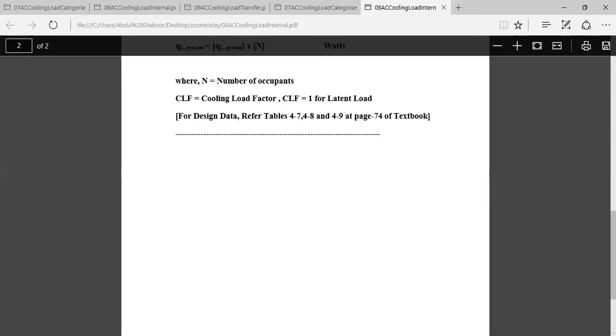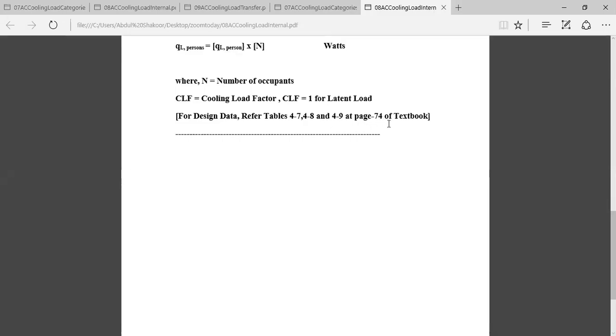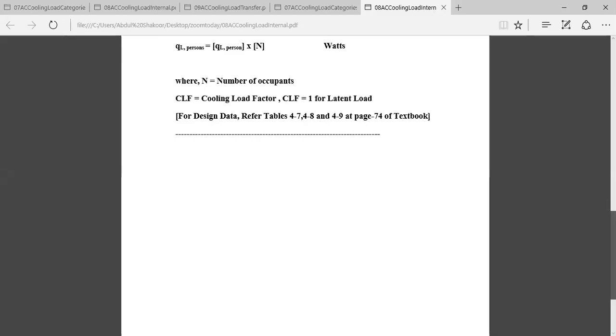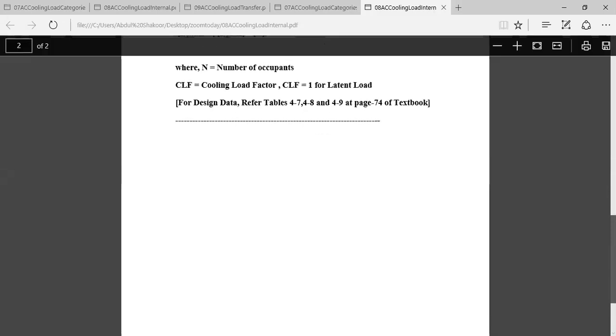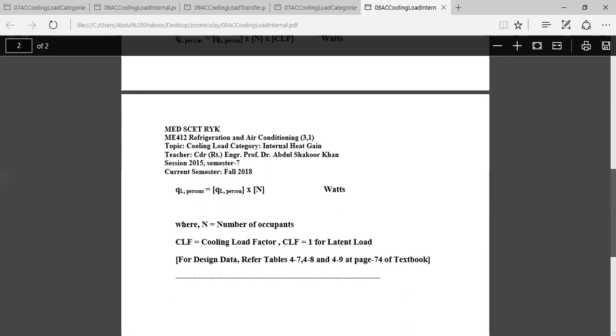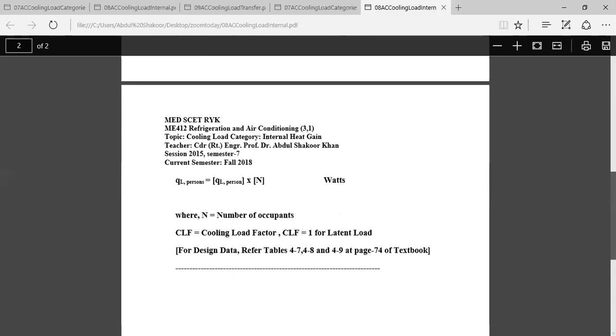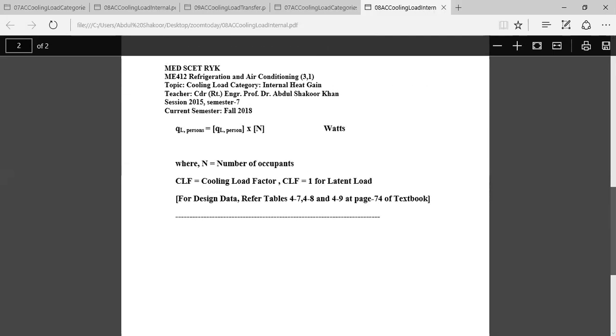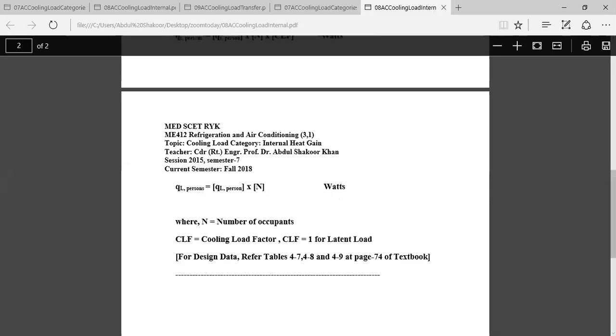For design data, refer to tables 4.7, 4.8, 4.9 at page 74 of the textbook. These tables are copied by me in PDF format, and I will share them with you by email. As reference material, you should get them printed, ready in hard copy before performing any design calculations.